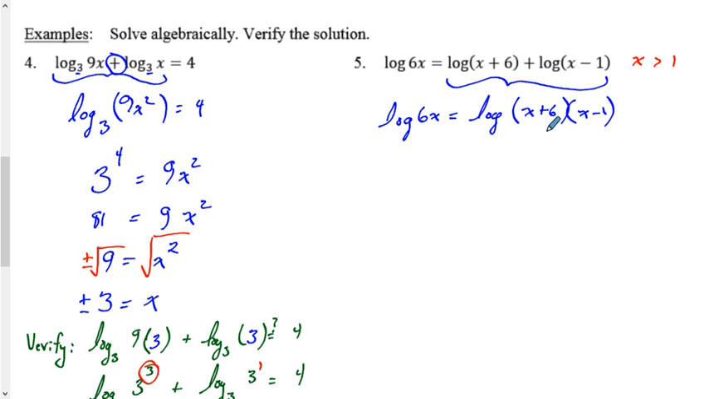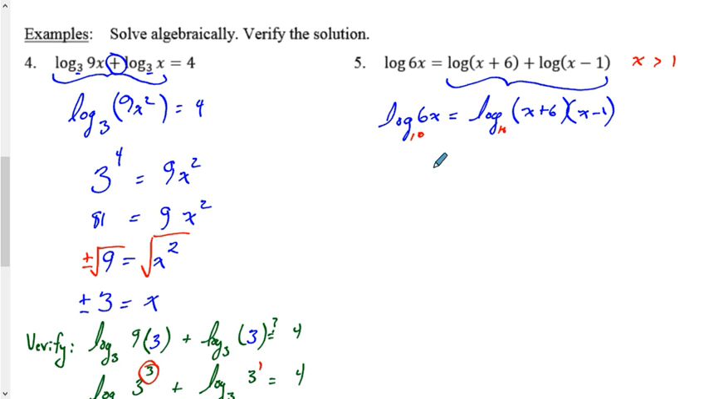Both of them are base 10, and so I'm going to do this question similar to when we solved exponential equations, where we could rewrite both sides as powers of the same base. In this case, I have a log base 10 equal to a log base 10. So my bases are the same.